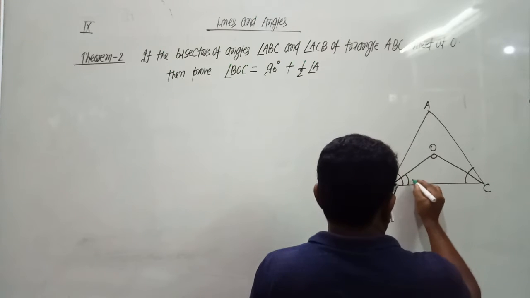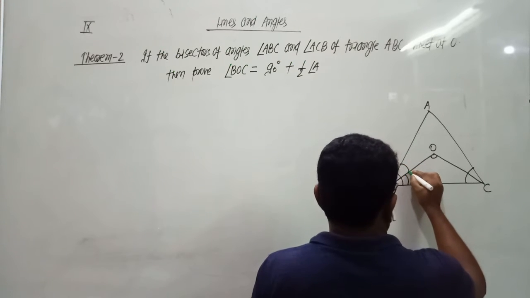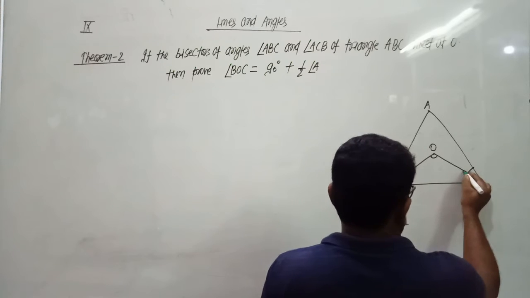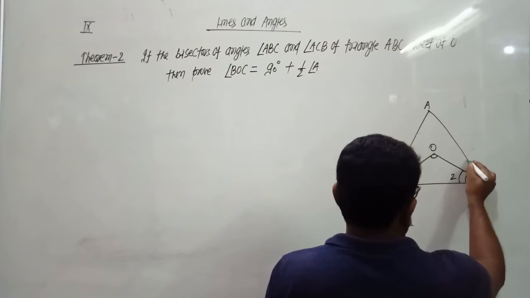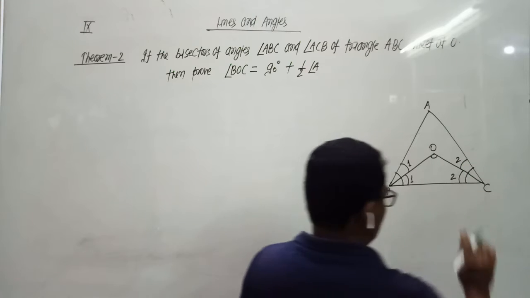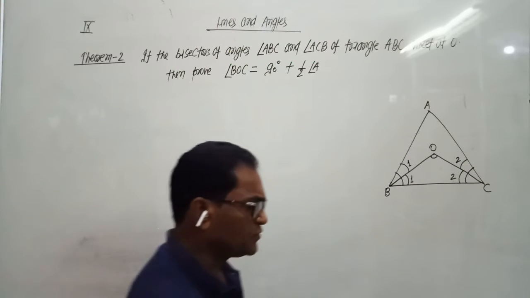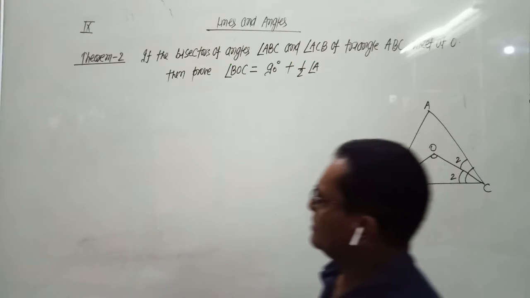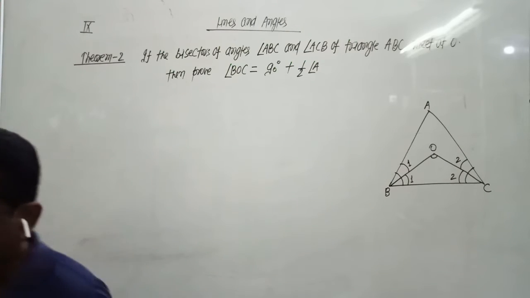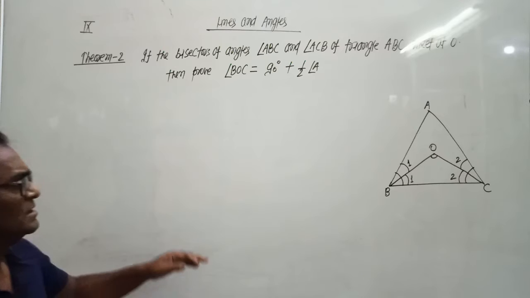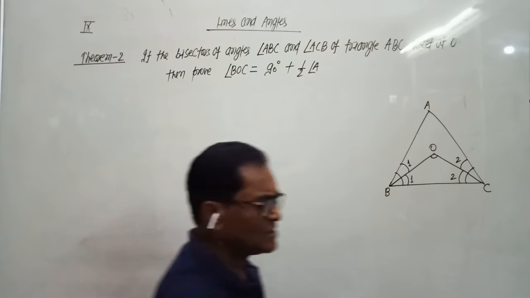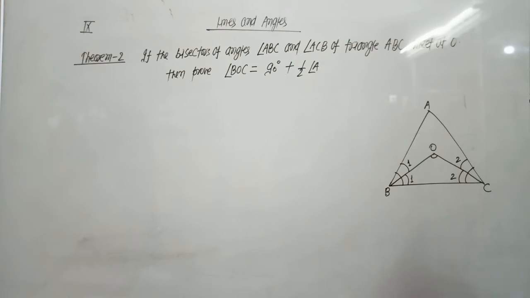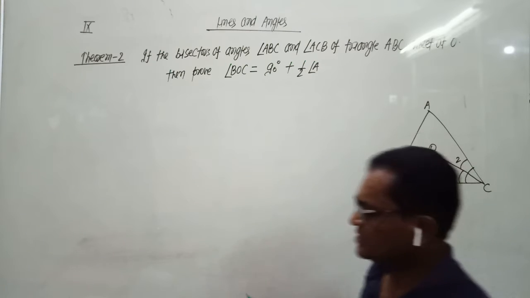So let this angle be 1 and this angle will also become 1. This angle, suppose 2, so this angle will also be 2. To prove any theorem, firstly we have to write the given condition, and then if there is any construction required, we do the construction, otherwise we prove the theorem. So firstly write the given.